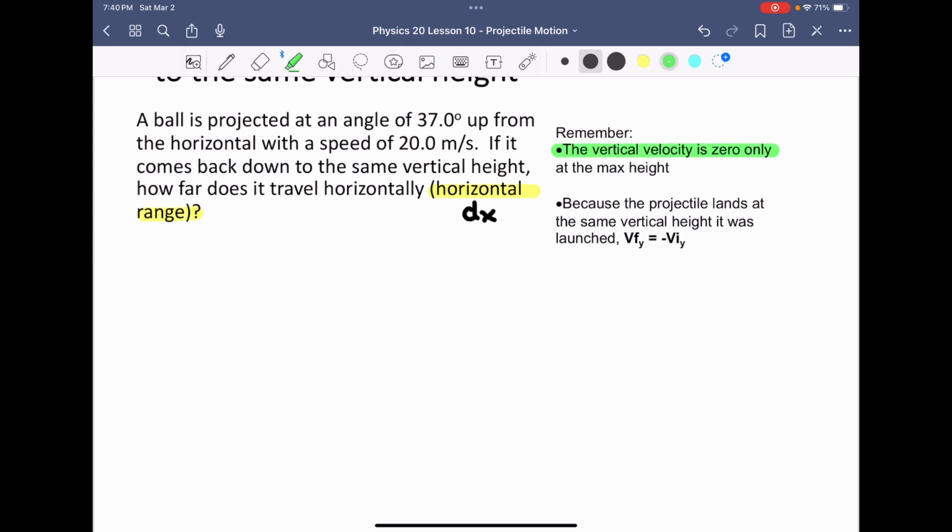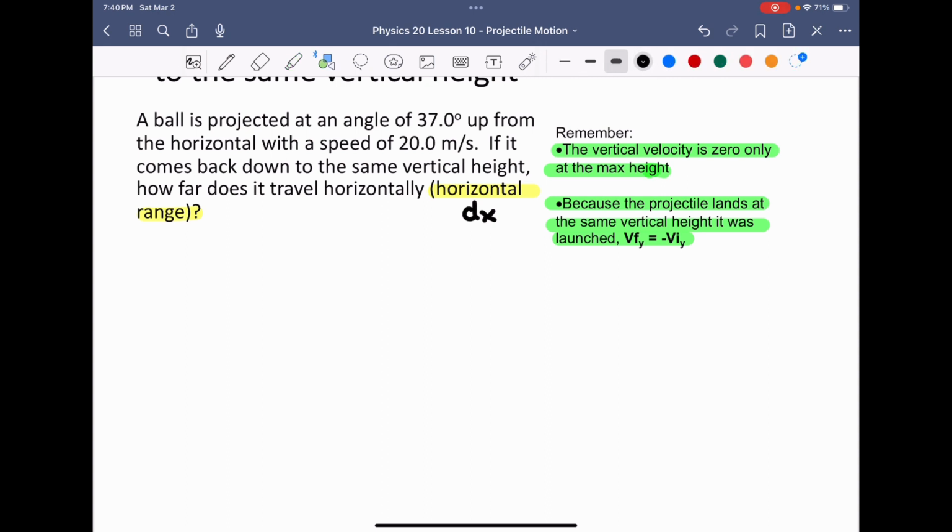Now, a couple major things to highlight that are important to this problem. The vertical velocity is 0 at the max height. Really important. When I talk about Vy at the max height, it's 0. And the other major thing we want to talk about is if the projectile is launched and ends at the same vertical height, we want to say that the initial velocity is equal to the final velocity. They're equal in magnitude, opposite in direction.